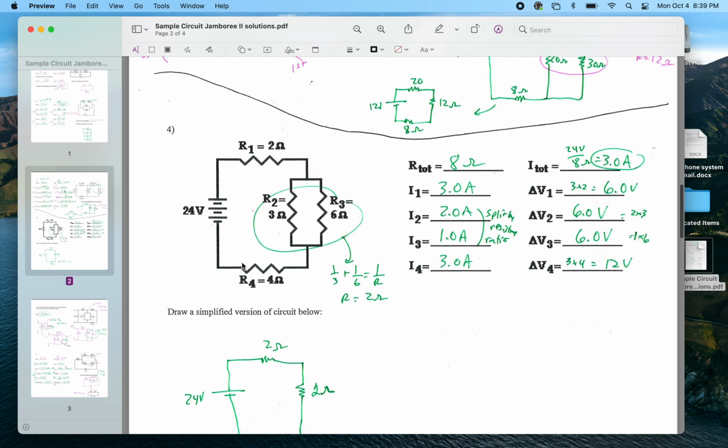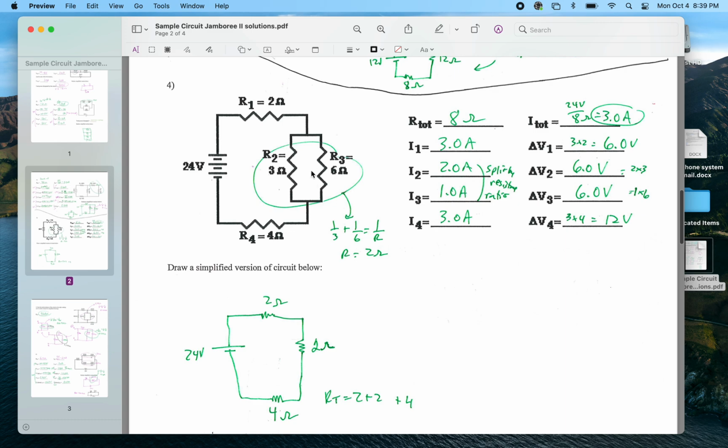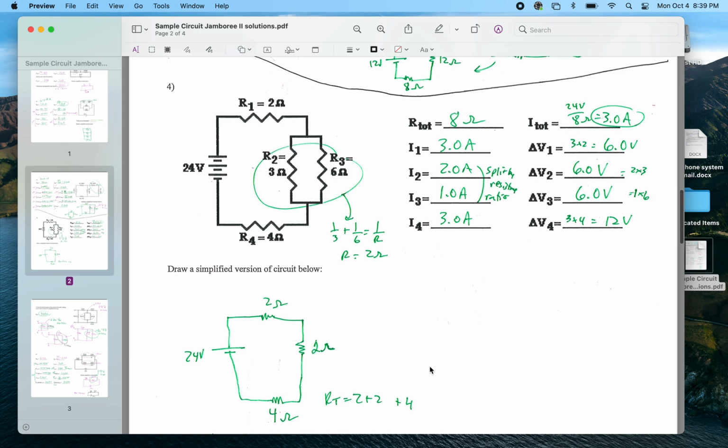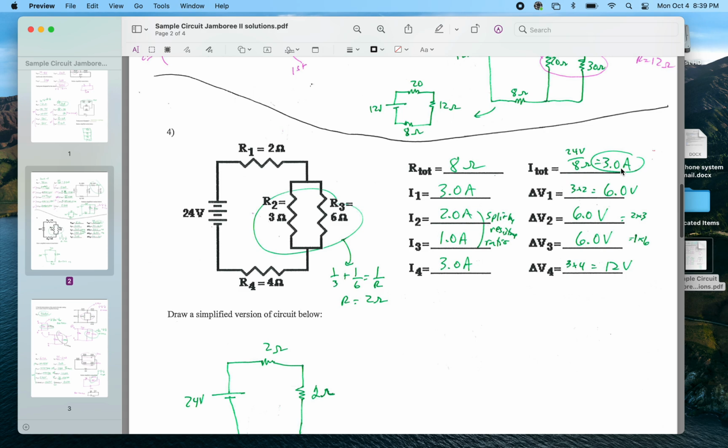Number 4, this is my simplified diagram. 1 over 3 plus 1 over 6 equals 1 over R. This is the equivalent of a 2 ohm resistor. 2 plus 2 plus 4 is 8 ohms total resistance. 24 volts, 24 divided by 8 is 3 amps. The current through I1 and the current through I4 are 3 amps.